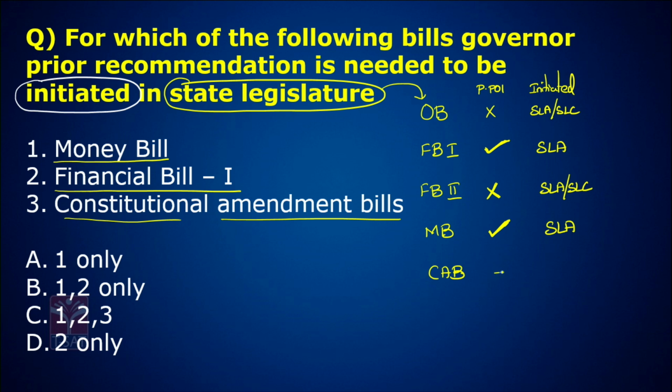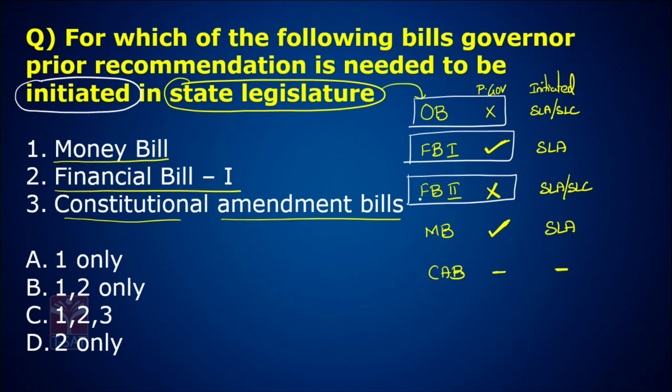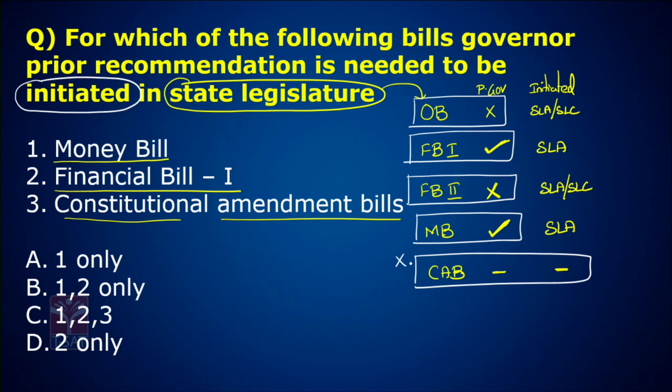CAB is not initiated in the state legislature only. Okay. So one thing we need to understand here is this is not president, this is governor, because we are discussing the state legislature here. So governor prior recommendation is not needed for the ordinary bill. Is needed for Financial Bill Type 1. Is not needed for Type 2. Governor prior recommendation is needed for Money Bill. CAB is not initiated in state legislature only.